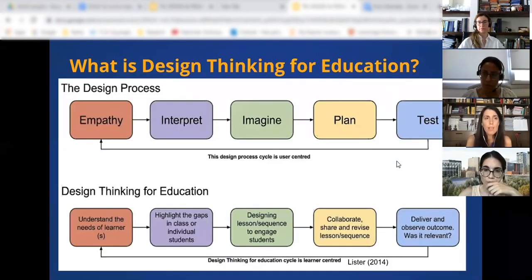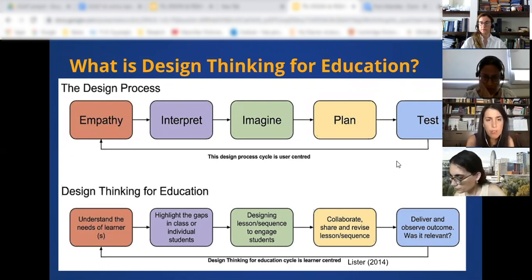Next slide, please. Also, another one that I really like is a design by an educator who has created this. I think that it is also a very nice approach, where we can see how design thinking can be implemented again in education. First, you can understand the needs of the learner, then you can highlight the gaps in class or individual students. Then, based on what you have done, you can design the lesson sequence to engage students.